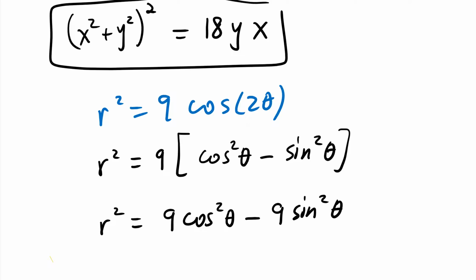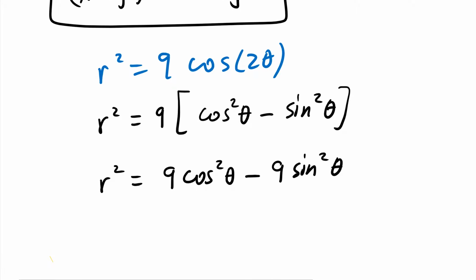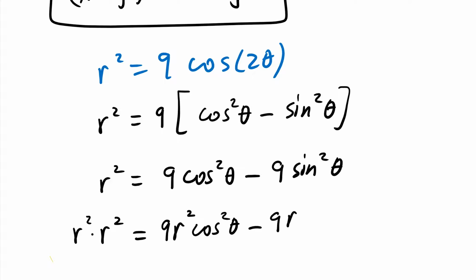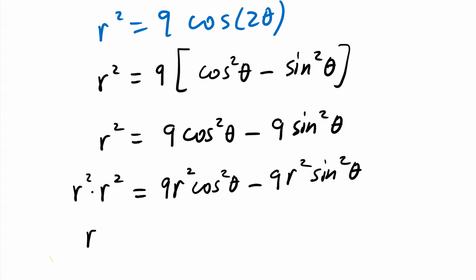What do we have to multiply both sides by? We multiply everything by r squared. So r squared here, 9r squared cosine squared theta, 9r squared sine squared theta. Why did I do that? Well, because, let's keep this the same.